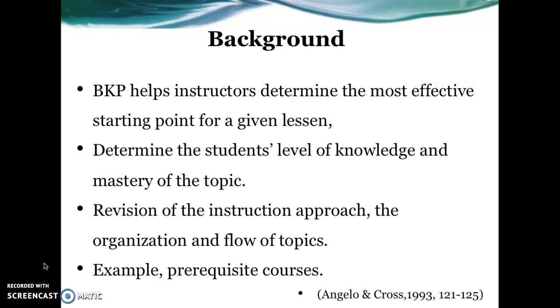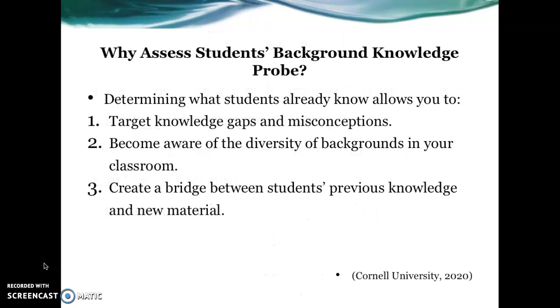The question that one may ask: why do we need to assess students' prior or background knowledge? Determining what students already know allows you as instructor to target knowledge gaps and misconceptions that some students may have. You become aware of the diversity of backgrounds in your classroom. Therefore, you are able to create a bridge between students' previous knowledge and the new material that you are about to start teaching.